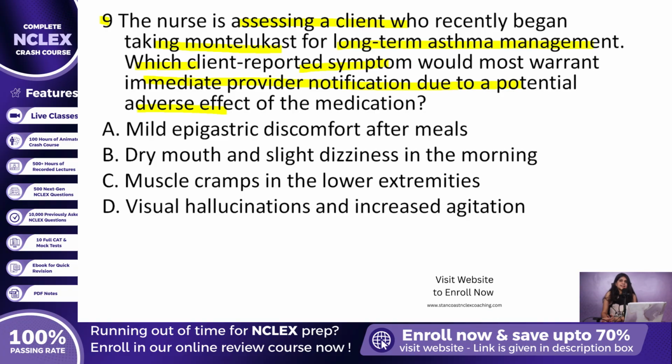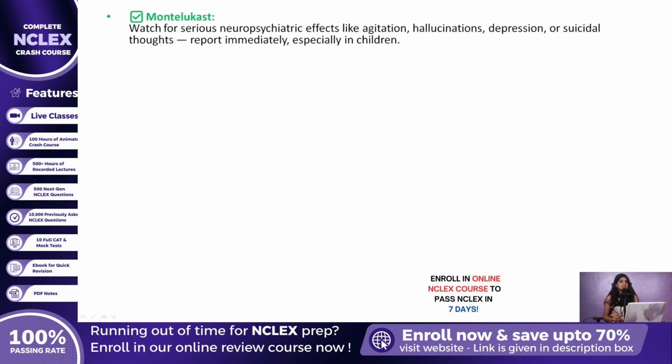The correct answer here is option D, visual hallucinations and increased agitation. Montelukast, which is a leukotriene receptor antagonist, is widely used for long-term control of asthma and is usually well tolerated. However, it carries a serious black box warning due to the potential for severe neuropsychiatric side effects. These include hallucinations, increased agitation, aggression, anxiety, insomnia, depression, and even suicidal ideation.